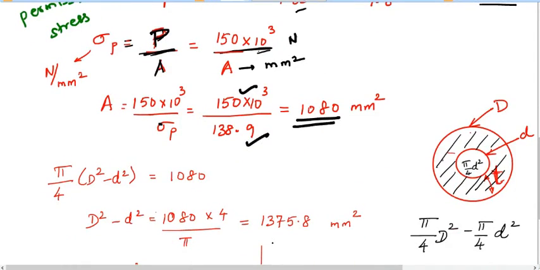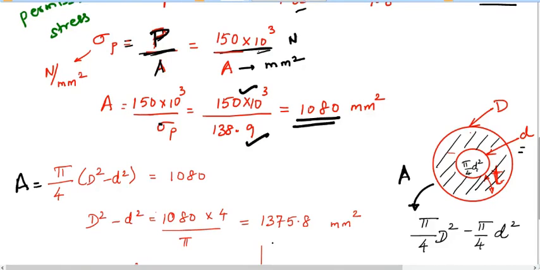When you see from the top, you can have an image like this. So outside diameter capital D and inside diameter small d. The area of the circle enclosed by this diameter d is pi by 4 small d square. If you want to find the area of the hatched portion, so that will be equal to pi by 4 capital D square minus pi by 4 small d square, because this is the area which is going to take the load. So area A is equal to pi by 4 capital D square minus small d square. This is equal to 1080.